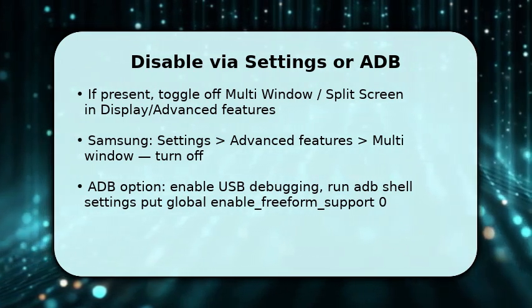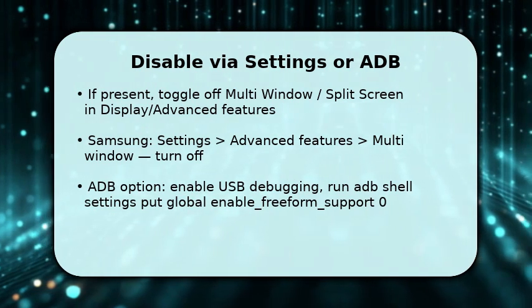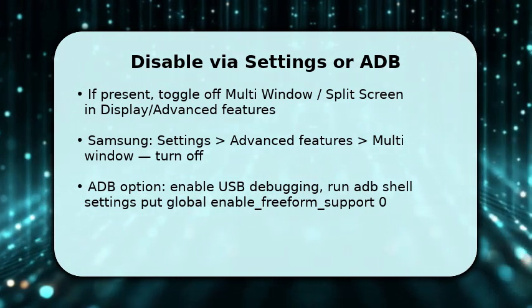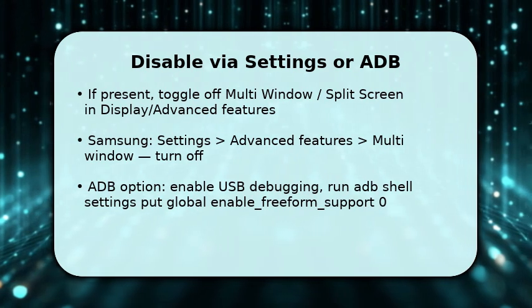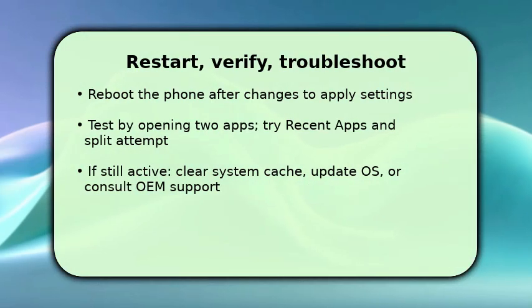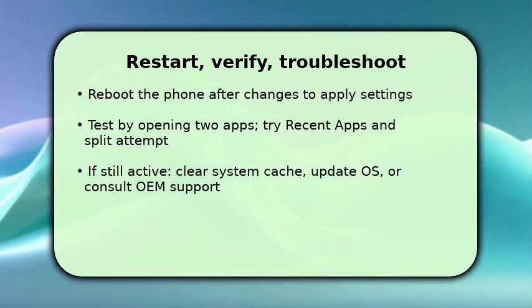Finally, reboot the phone to ensure the new setting takes effect. Many system flags require a restart. After reboot, test by trying to enter split view from recent apps. You should no longer be able to enable multi-window.